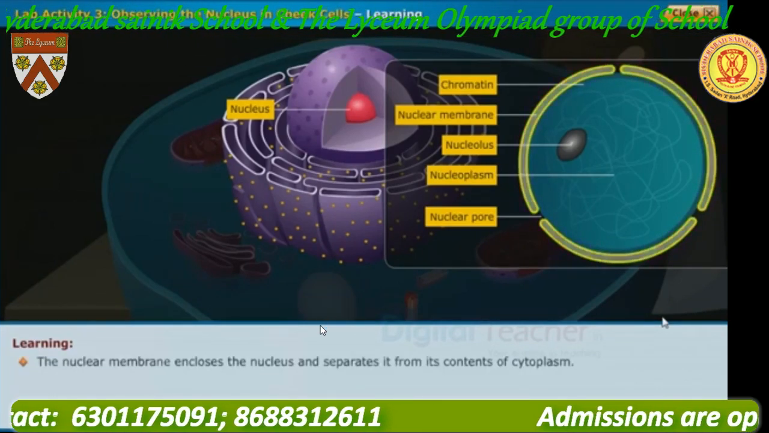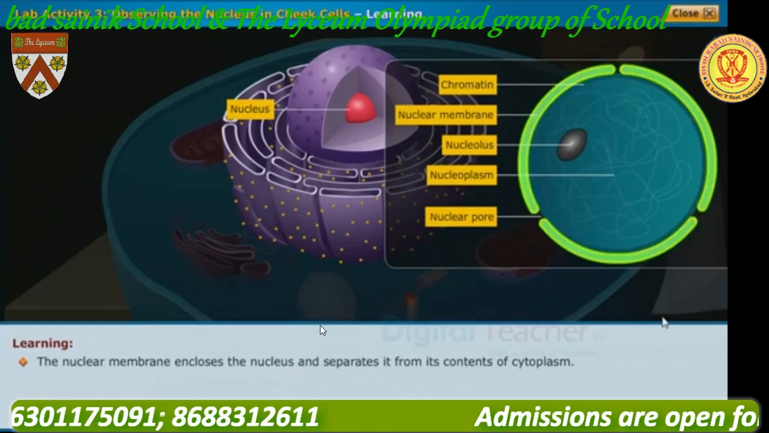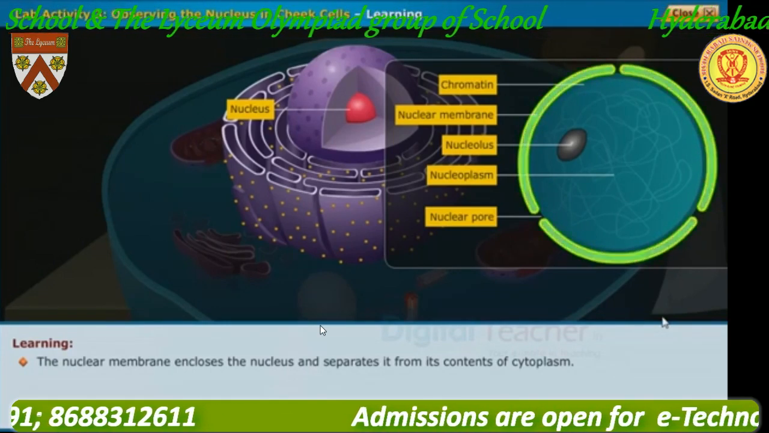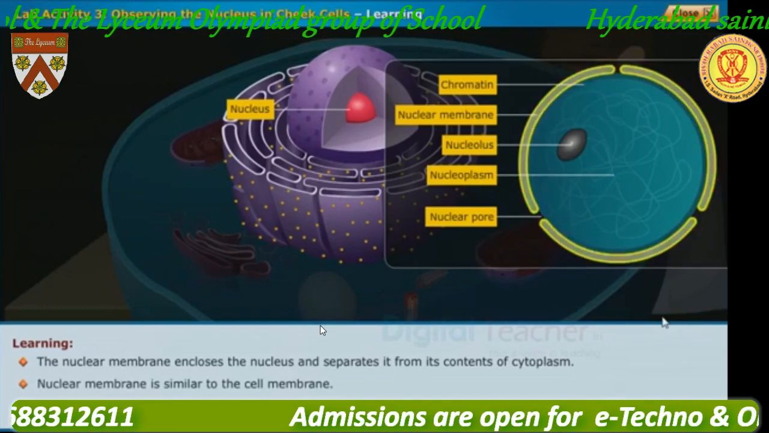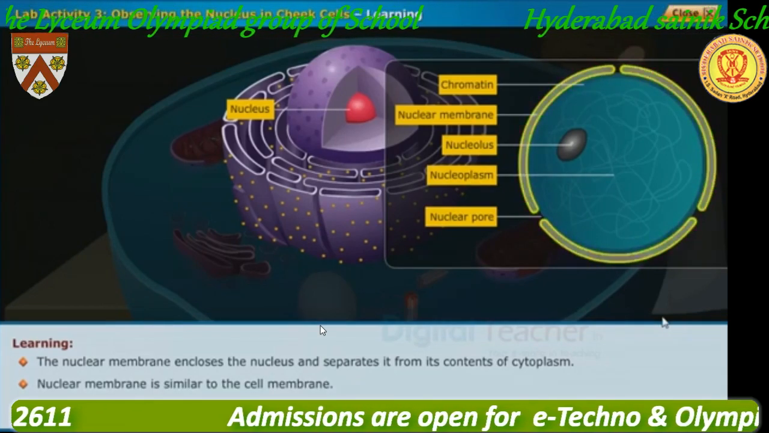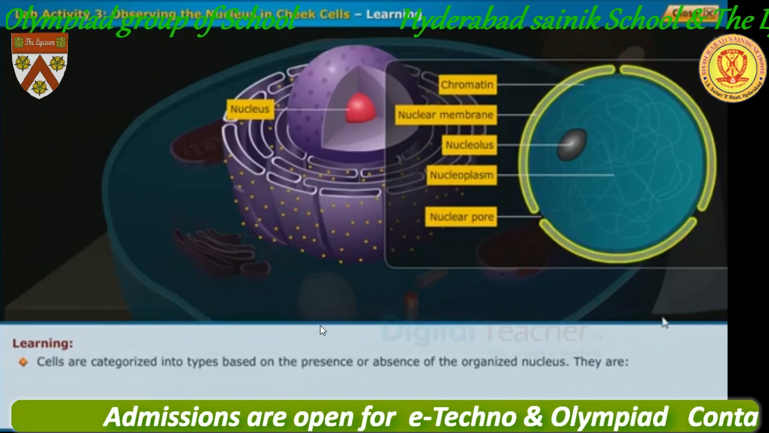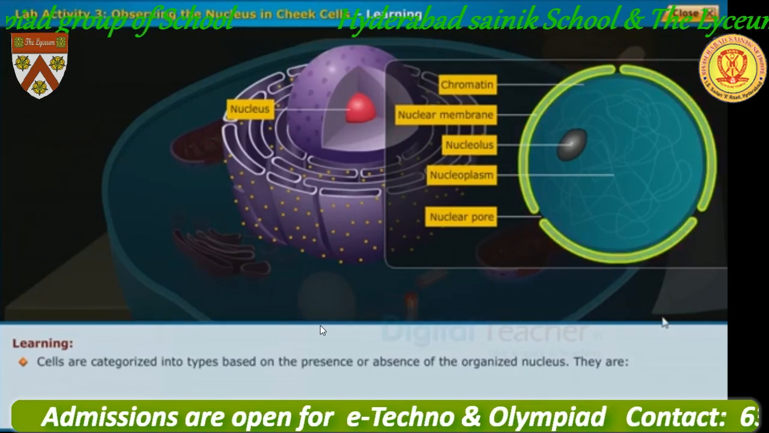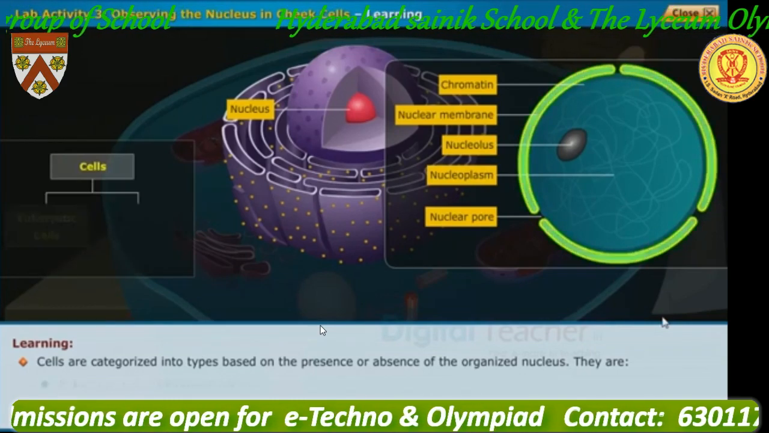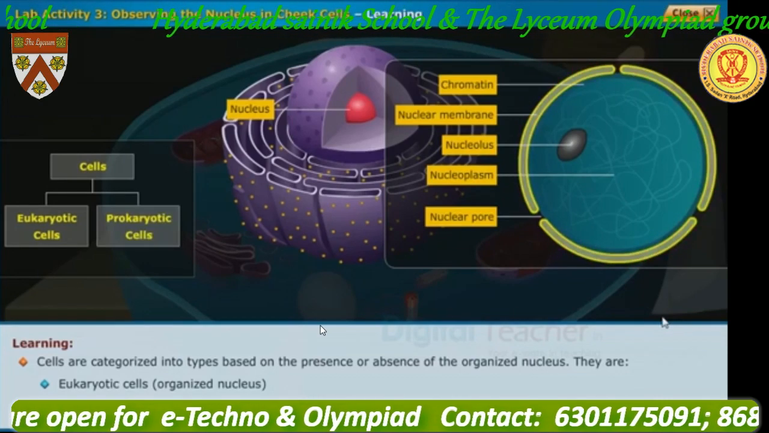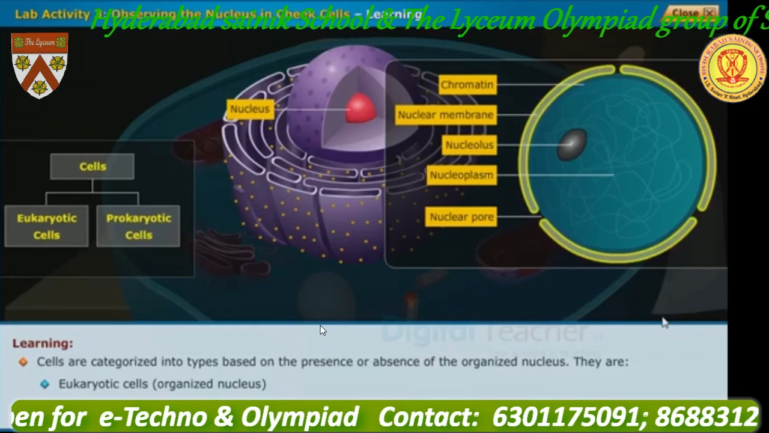The nuclear membrane encloses the nucleus and separates it from the contents of the cytoplasm. Nuclear membrane is similar to the cell membrane. Cells are categorized into types based on the presence or absence of an organized nucleus. They are eukaryotic cells, with an organized nucleus, and prokaryotic cells, without an organized nucleus.